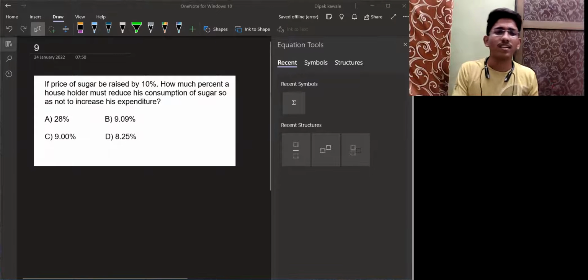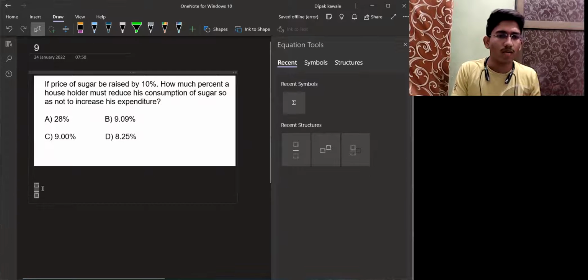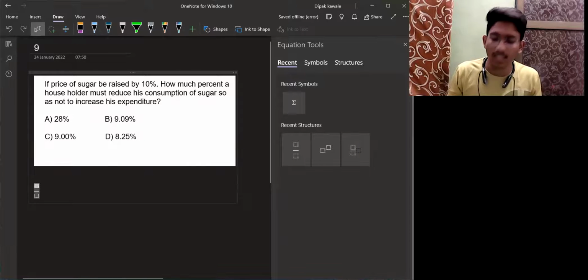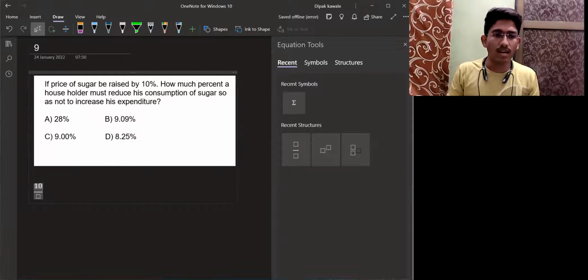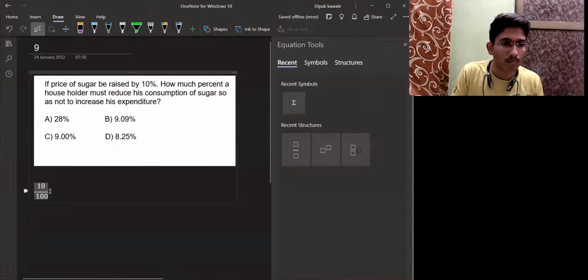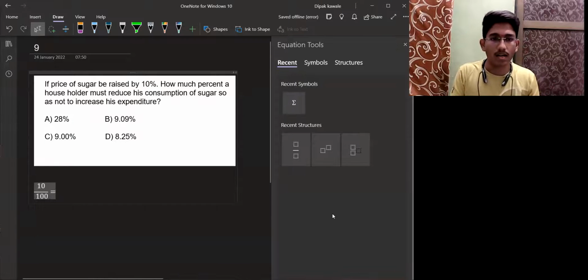Simple, students, just like the last video. What was the formula? We have to consider how much it is increasing. So 10%. How do we write 10%? 10 by 100. Okay, sir. Can we write it in a simplified version? Yes, sir, we can write it. So we can also write it as 1 by 10.